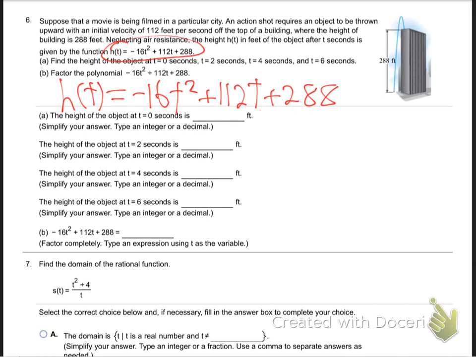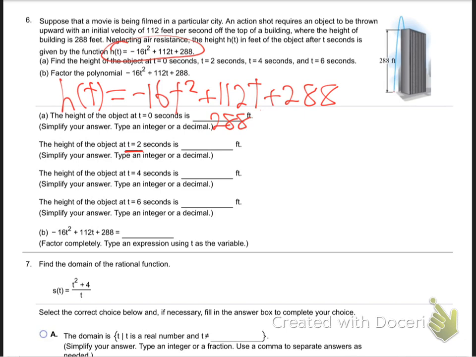288, right? Those parts with the t's are going to vanish, aren't they? So that one's just 288. Okay, how about part B? Oh, no, the next part of A. Now it says t is 2. So now I just want you to plug in 2.